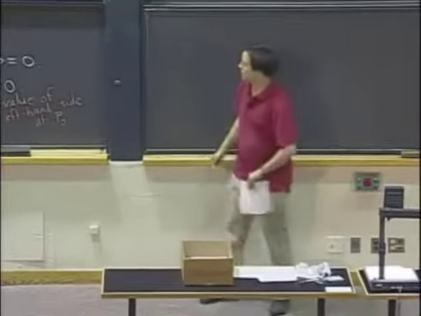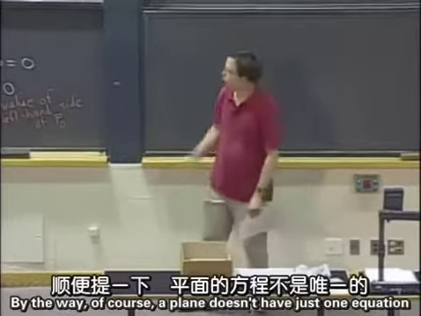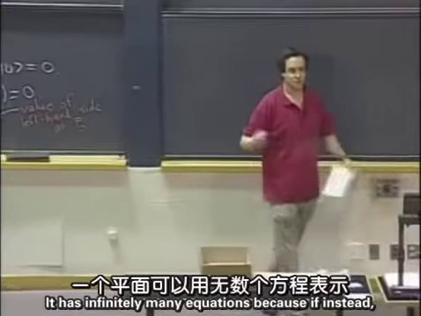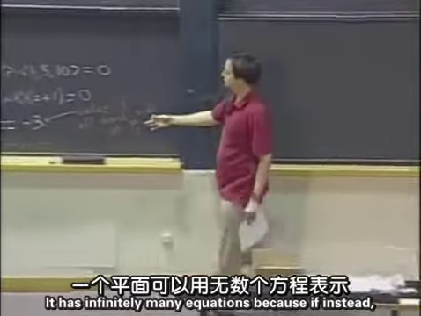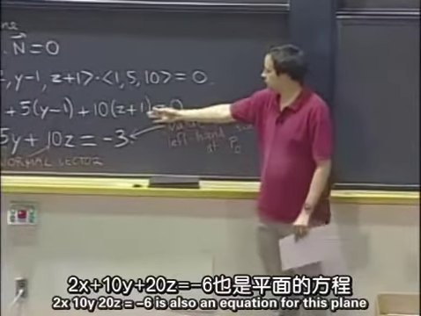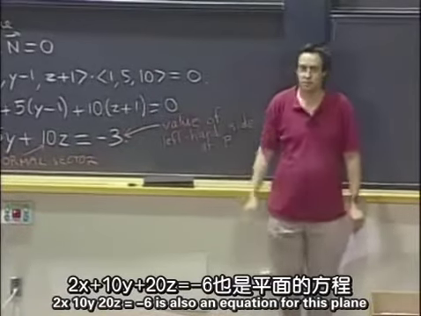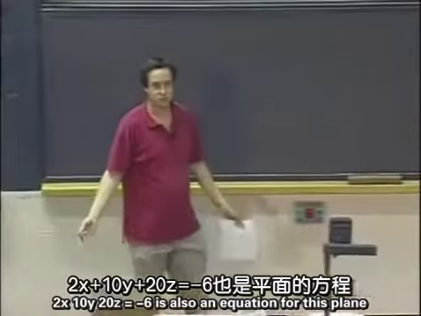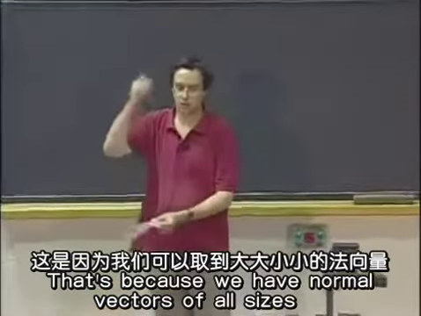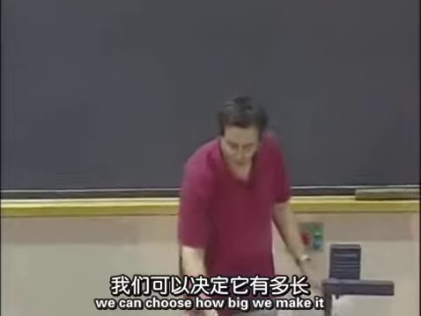No? Okay. By the way, of course, a plane doesn't have just one equation. It has infinitely many equations, because if I multiply everything by 2, 2x plus 10y plus 20z equals minus 6 is also an equation for this plane. Okay? That's because, of course, we have normal vectors of all sizes. We can choose how big we make it.